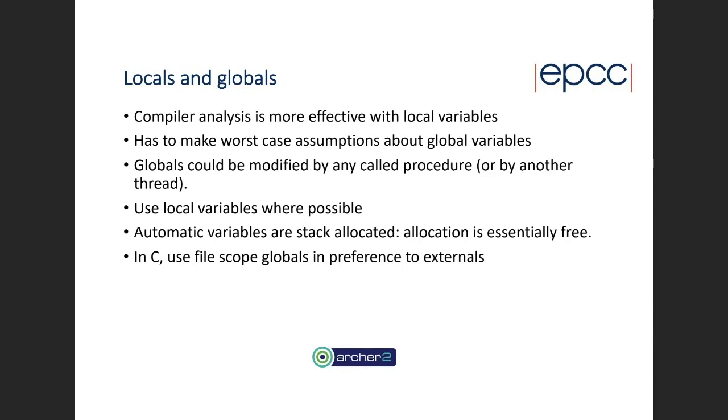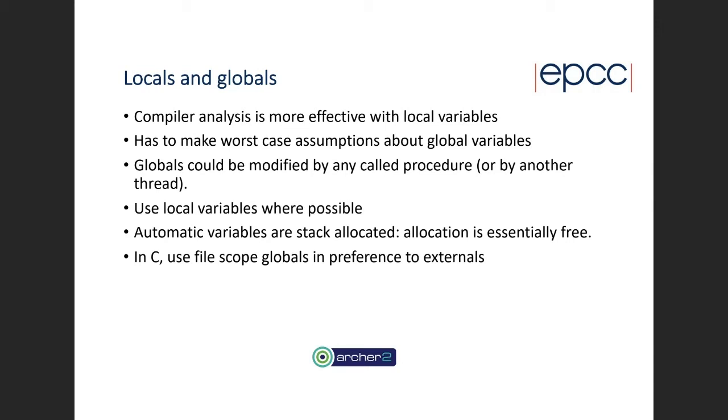So the first one is really local and global variables. The compiler is essentially working one routine at a time, and the compiler analysis is always more effective with local variables. It has to make some worst case assumptions about global variables, in that they could be modified by any called procedure or potentially by another thread. So it's worth using local variables where you can.